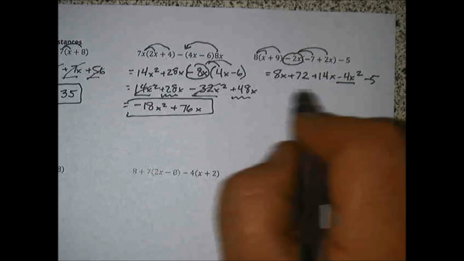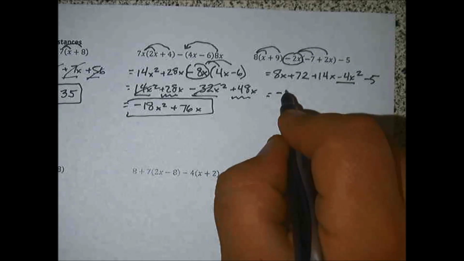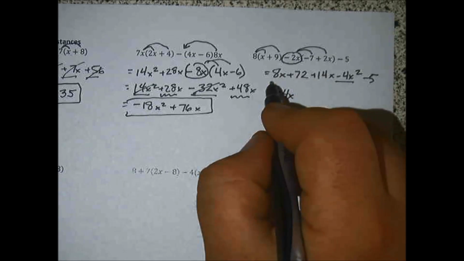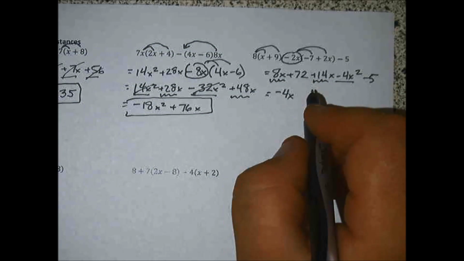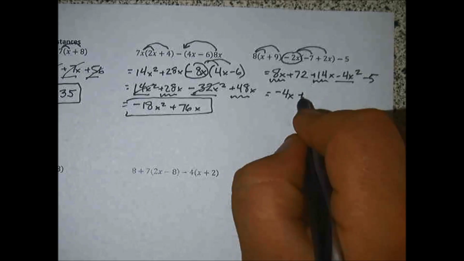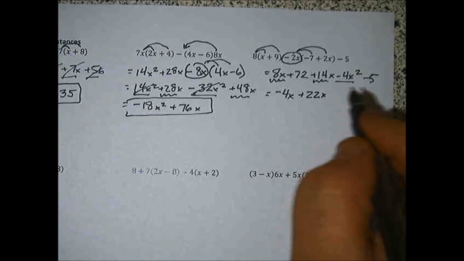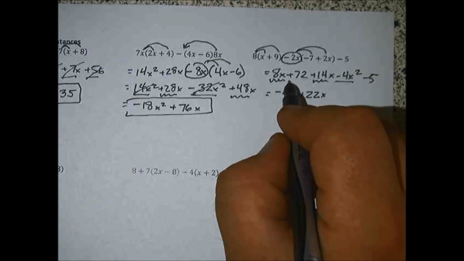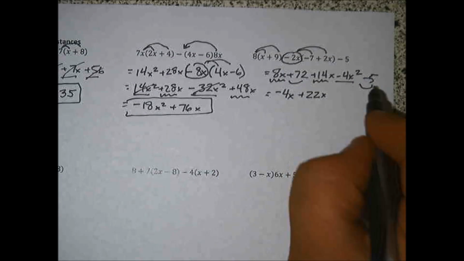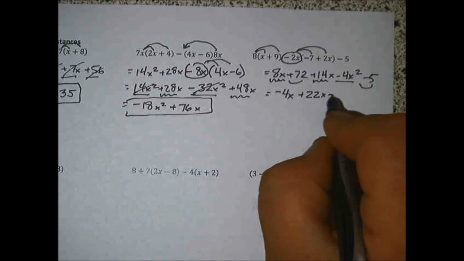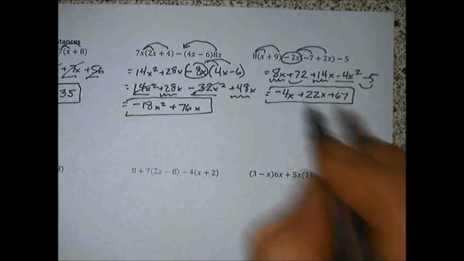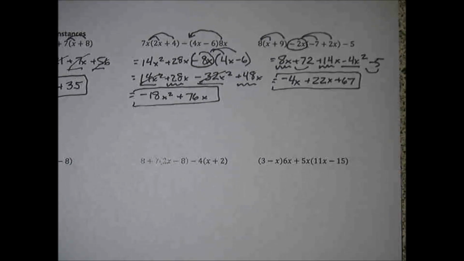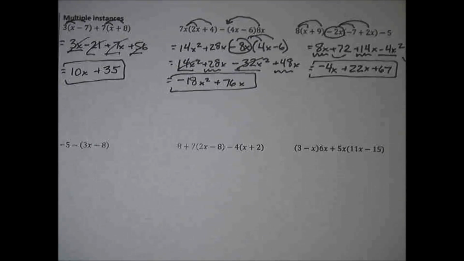All right, I have a negative 4x squared. That's the only one of those I have. And then I have an 8x and a 14x. 8 and 14 is 22. Throw that x on there. And then I have a positive 72 and a negative 5. That's going to be plus 67. Go ahead and pause the video, try the next 3 problems.